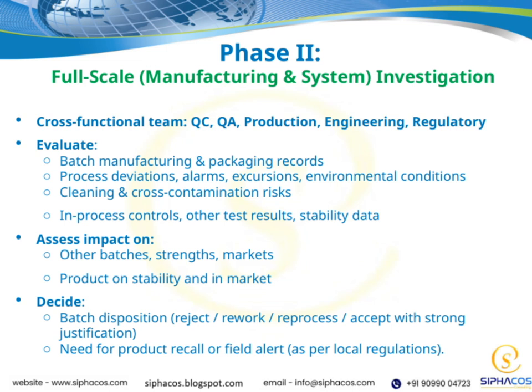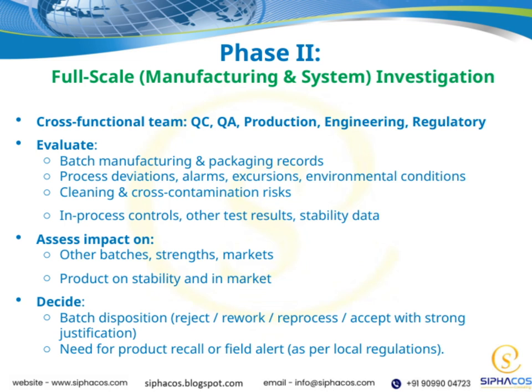Then, we look into process deviations, alarms, excursions, and environmental conditions that might have impacted the batch. Cleaning processes and cross-contamination risks are also assessed carefully, since these can affect product safety and quality. We examine in-process controls, other test results, and stability data to get a full picture of the batch's performance. Next, we evaluate the impact of these findings on other batches, considering their strengths and the markets they serve.